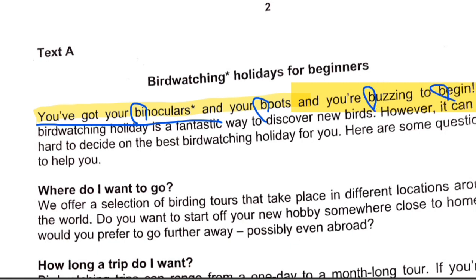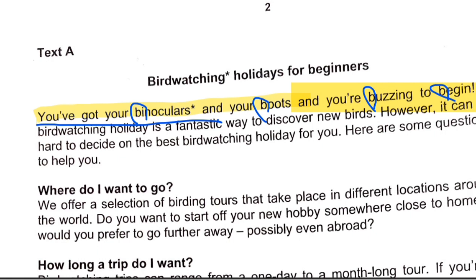What do we call this? If I start four words with the same sound or with the same letter, which figure of speech is this? Simply, it's alliteration. He uses alliteration, which means several words begin with the same letter or sound. As you can see, all of them start with B. So when he said, you've got your binoculars and your boots and you are buzzing to begin, B, B, B, B, the four B's. That's what we call alliteration.